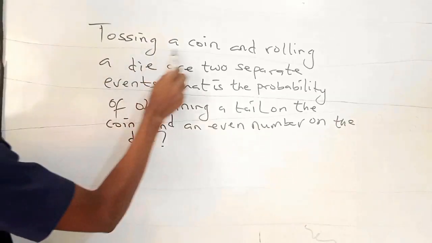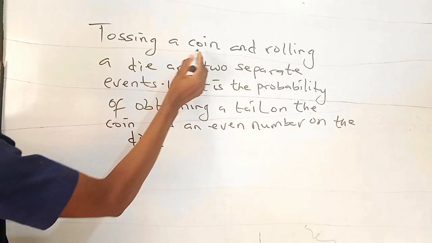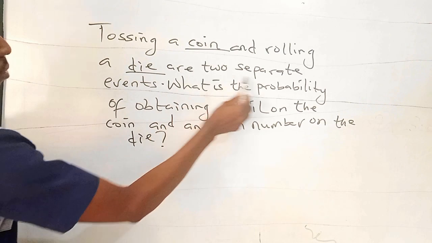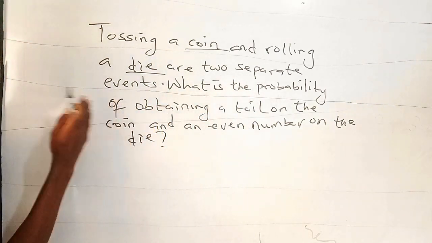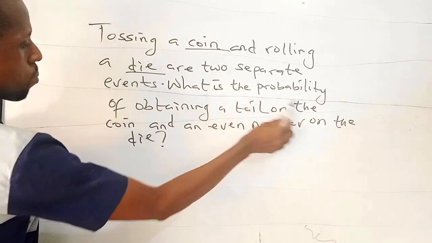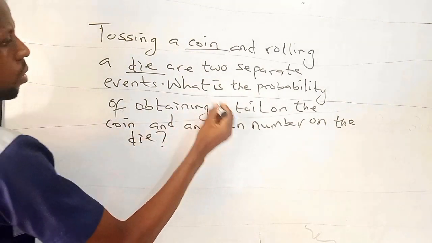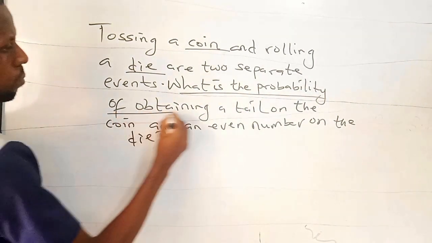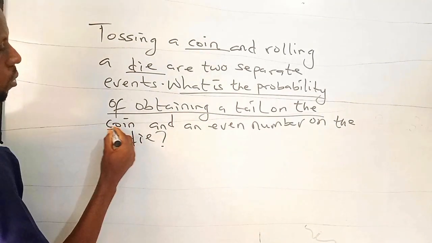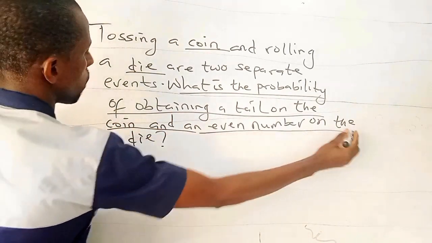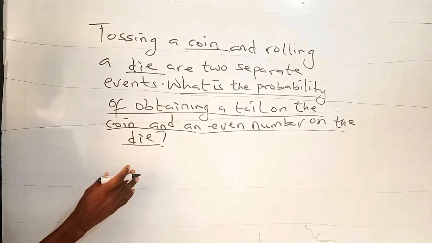Using a coin and rolling a die, a coin and a die are two separate events. They are independent events. So what is the probability of obtaining a tail on the coin and an even number on the die? That is the requirement.